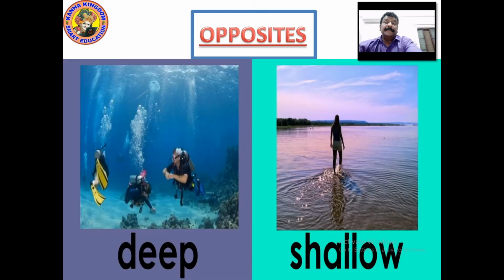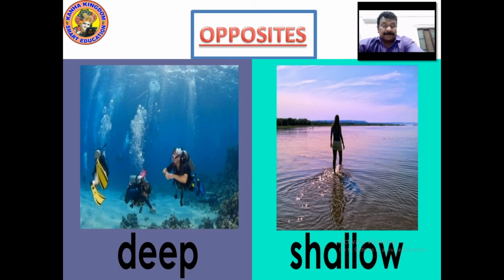Here, deep. Deep under the water. D-E-E-P. Deep. He has reached the bottom of the sea with oxygen cylinders. He has dived inside the sea. This is shallow. Shallow means very little water in which you can walk. It is not up to the knee level even. So the water is called shallow.